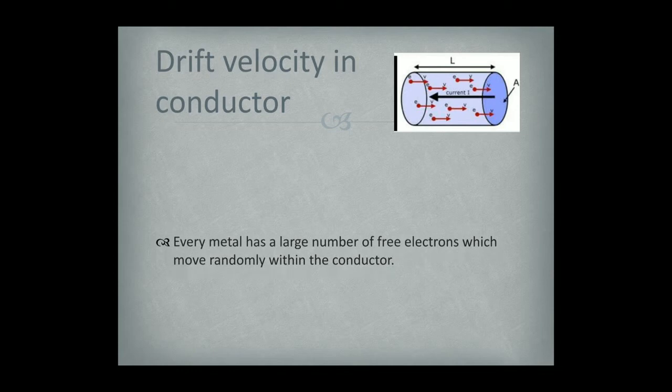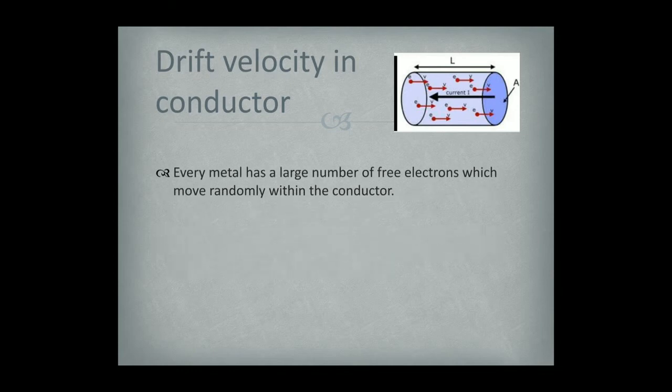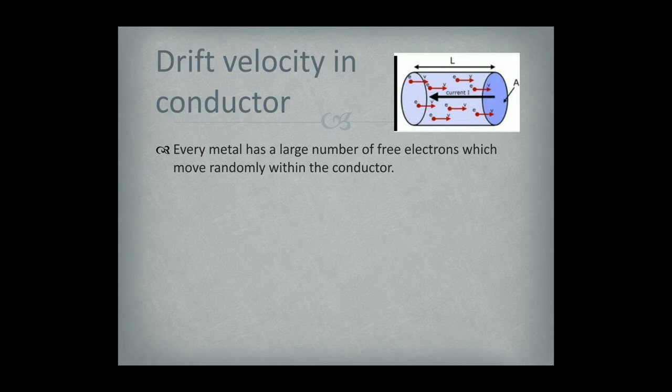Now the drift velocity, as we discussed in detail in the previous case. Let me consider again the same segment length of a wire, capital L. The cross-sectional area is A, and the direction of the electrons which are moving randomly is shown by the arrowheads. Every metal has a large number of free electrons which are moving randomly within the conductor.